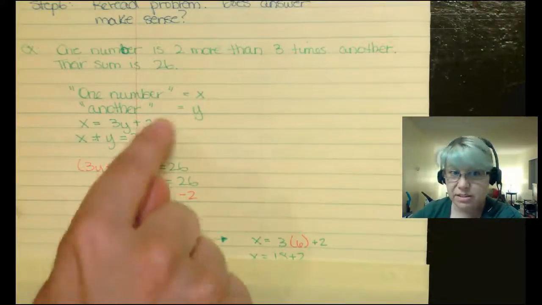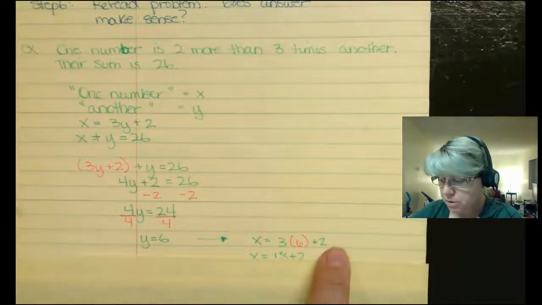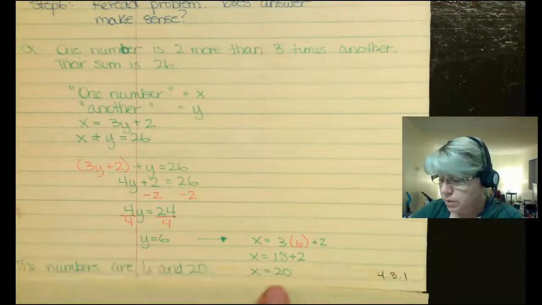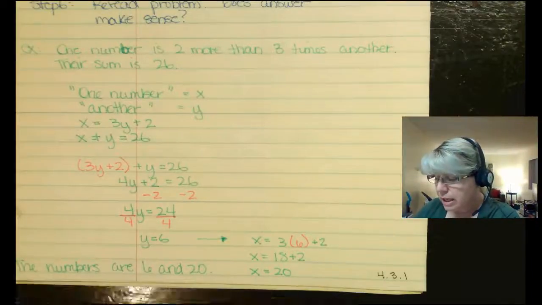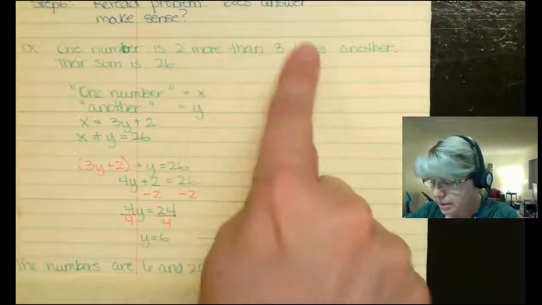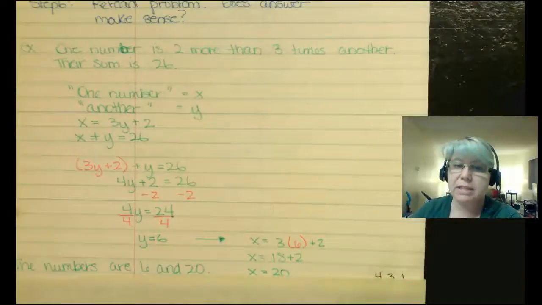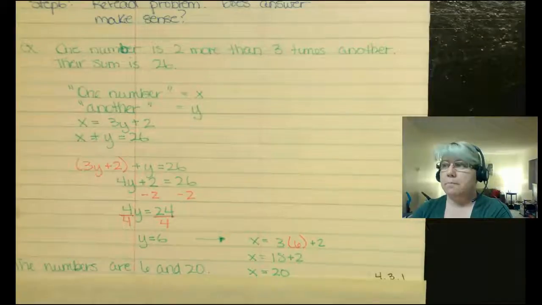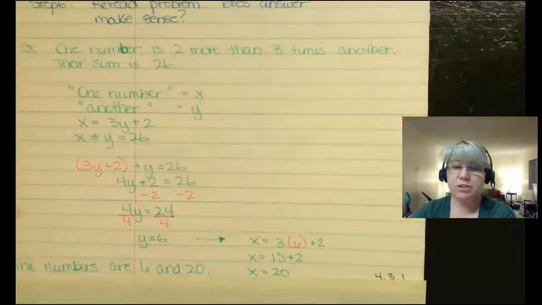Well, now that we know y equals 6, we could plug it back into either one of the equations. I like the first one since it already says x equals. x equals 3 times 6 plus 2. 3 times 6 is 18, plus 2 is 20. Therefore, the numbers are 6 and 20. And you should kind of reread the problem. 20 is 2 more than 3 times 6. Well, 3 times 6 is 18, plus 2 is 20, so that works out just fine. Maybe you don't need to go back and do math on paper, but just analyze your problem to see if indeed your answer makes sense.